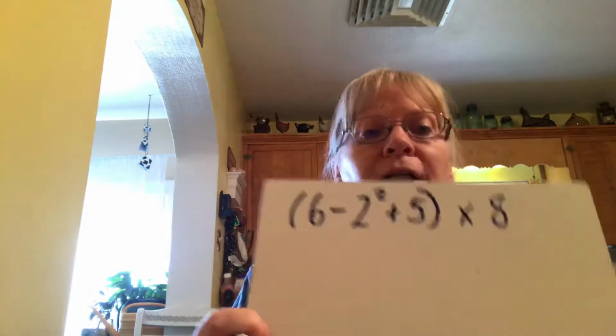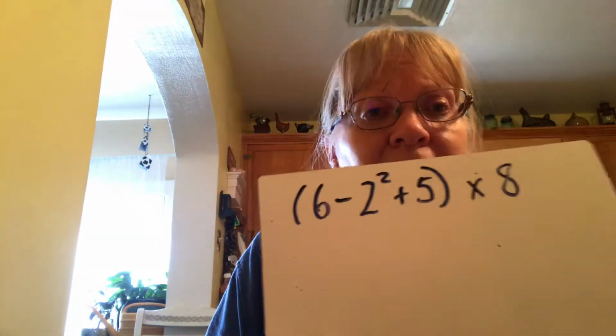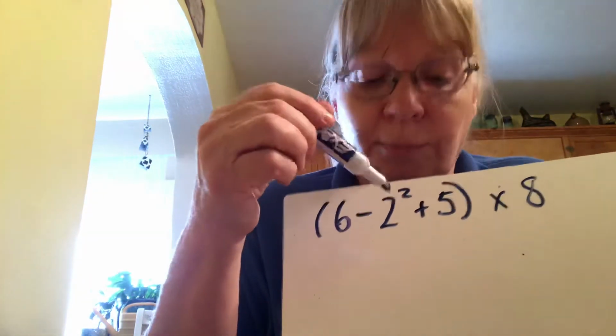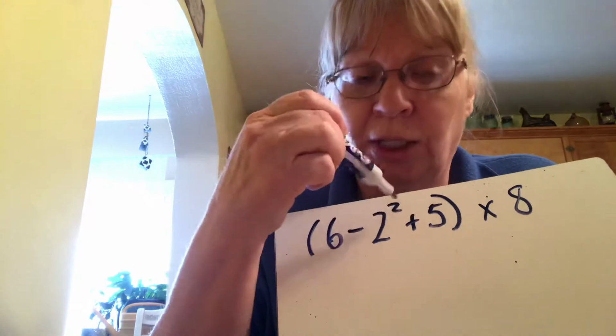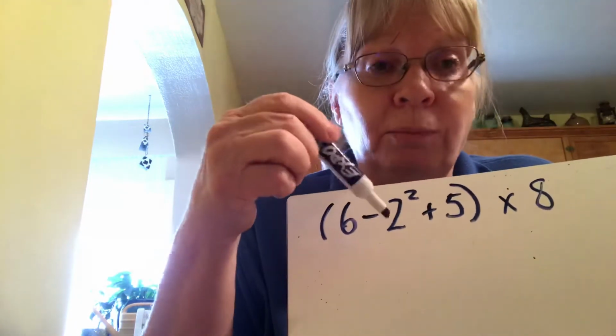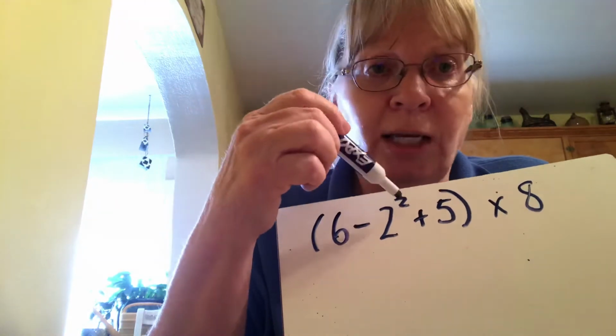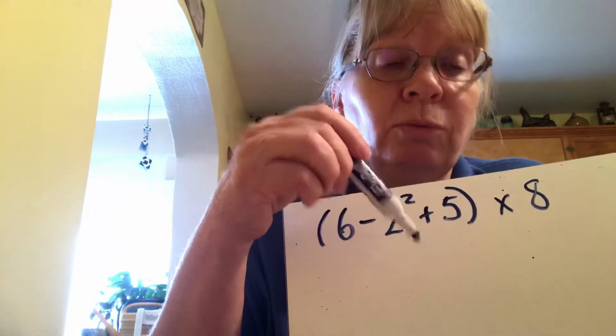Okay, I'm going to try this one. In parentheses, we have 6 minus 2 to the second power plus 5, times 8. All right. So we have to do what's in the parentheses first, but after parentheses comes exponents. And so it's important to change this into whatever number 2 to the second power is, okay? So 2 to the second power is 2 times 2, which is 4.